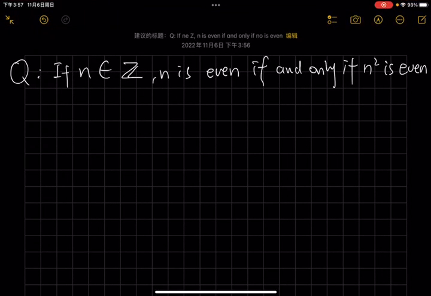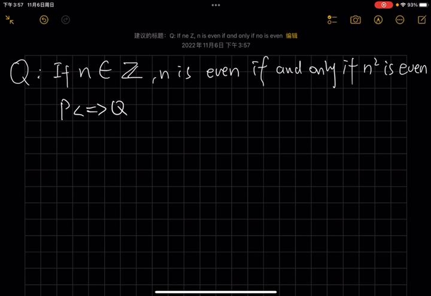So today I'll talk about how to prove this statement. If n is an integer, then n is even if and only if n squared is even. From the statement "if and only if," we can tell that this is a biconditional statement. And then we write a biconditional statement like this, right? That's a biconditional statement. And how do we prove it?